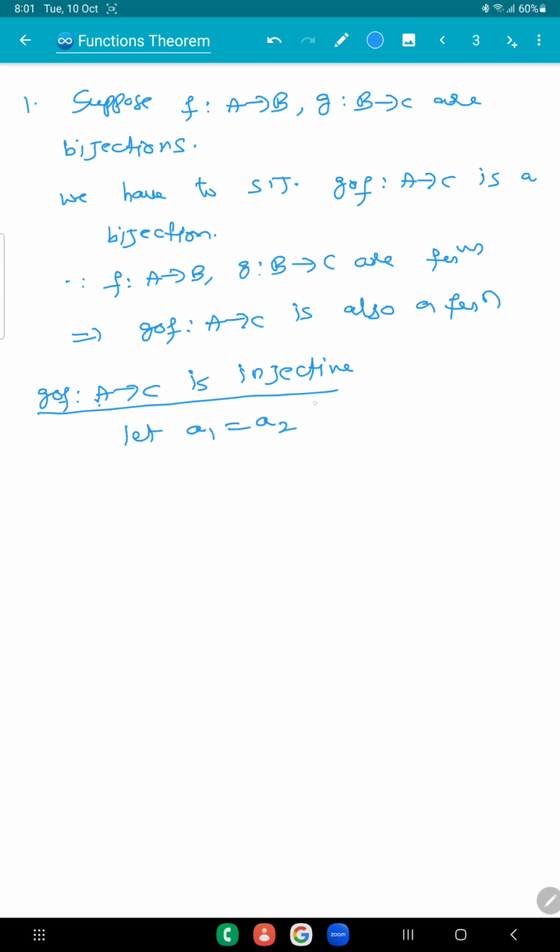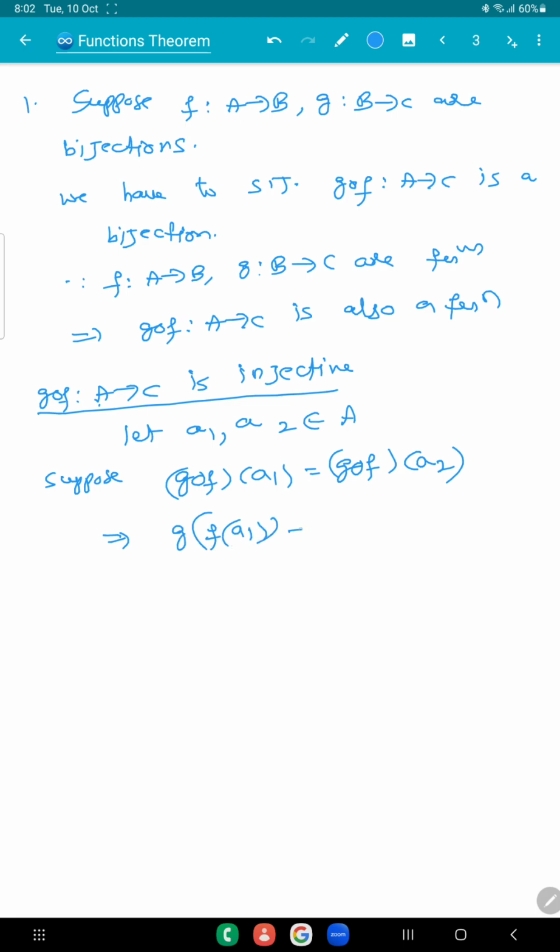Let a1, a2 belong to the domain. Suppose f of a1 is equal to f of a2. So what is this one? We have to show the g circle f, right? We need to show that g circle f is 1 1, meaning that we have to consider their images. Can we write this one as g circle f of a1 is equal to g circle f of a2? Yes, we can write that. That is the definition of composite function.